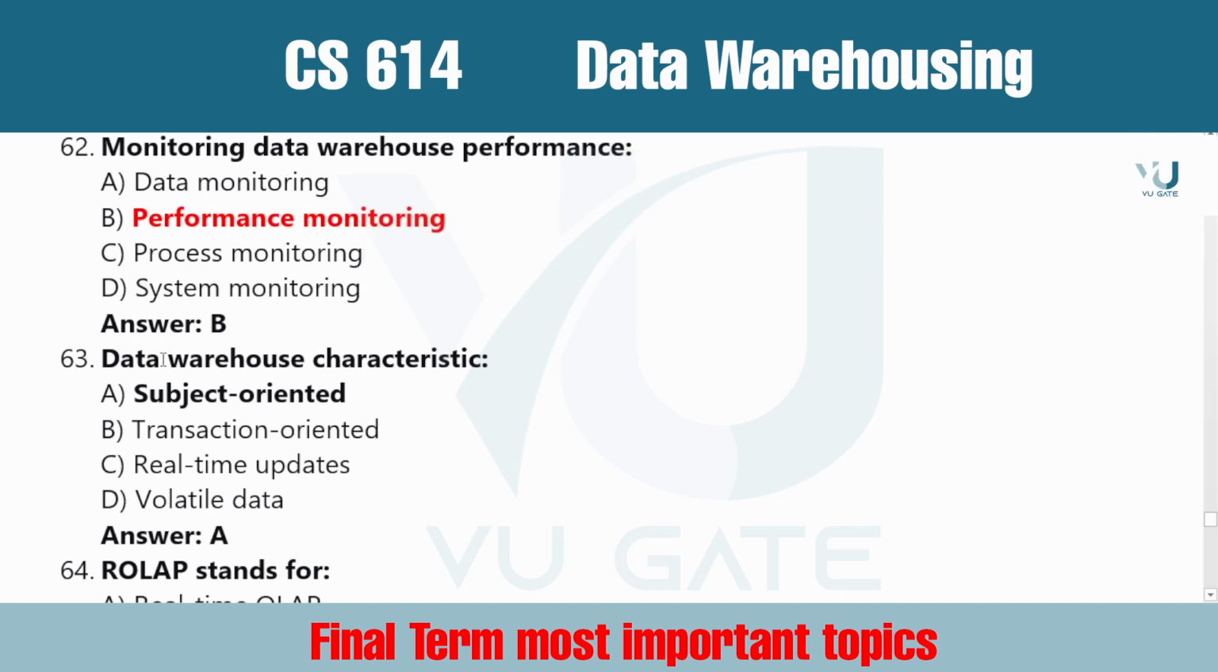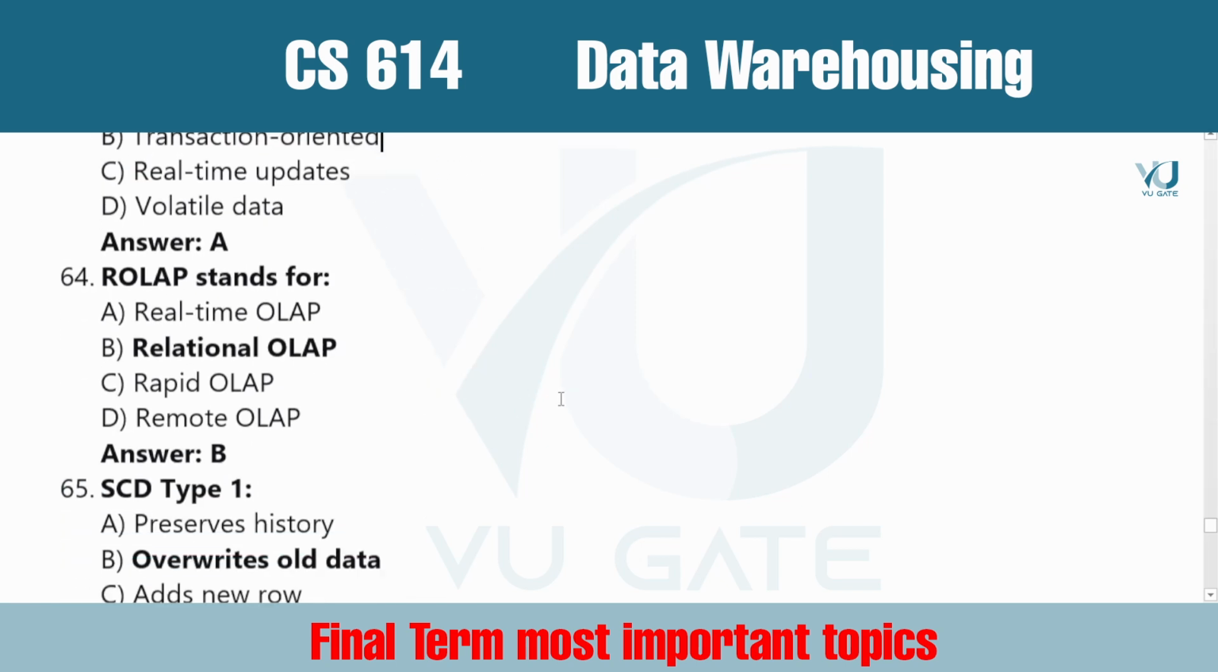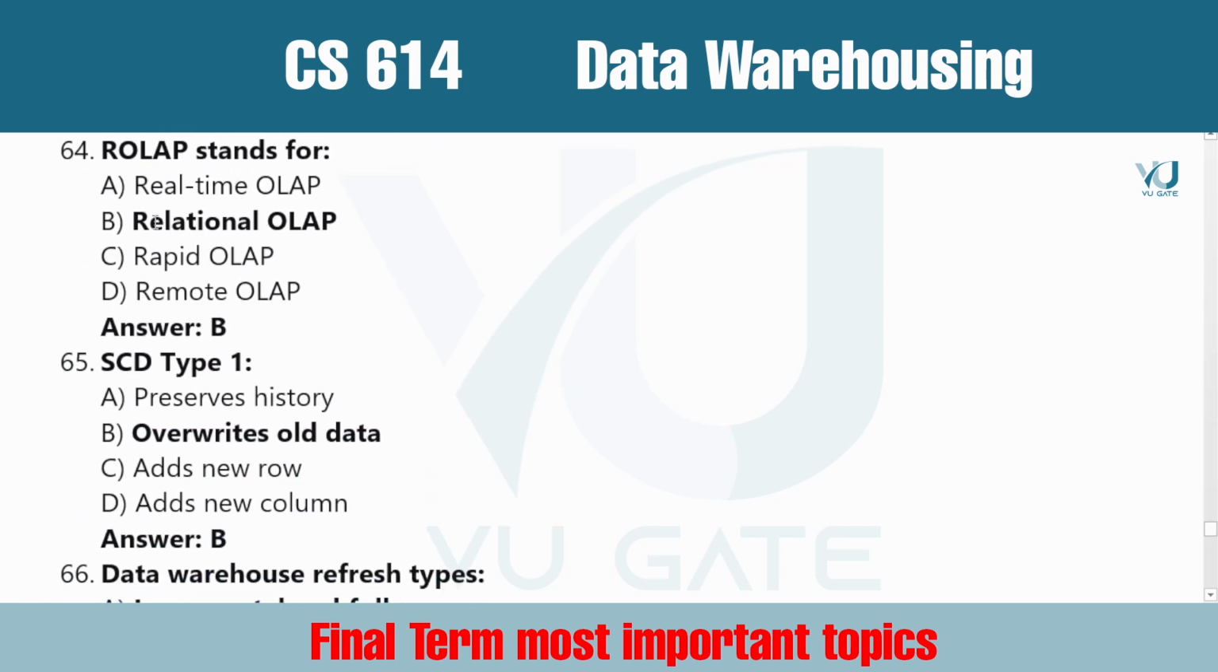Question 63, data warehouse characteristic. The correct answer is option A, subject-oriented. Question 64, ROLAP stands for. The correct answer is option B, relational OLAP.